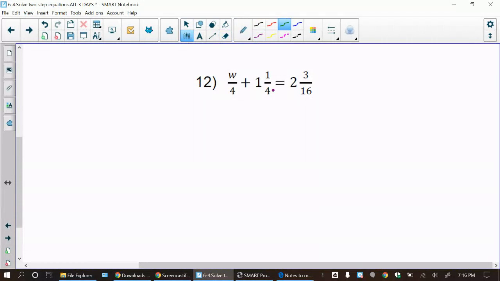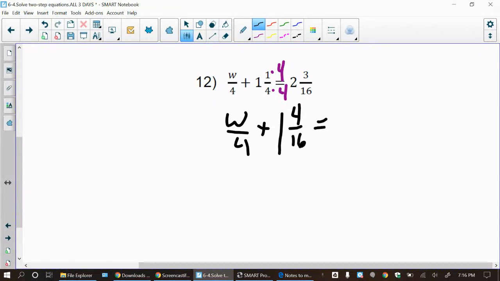Well, what is times 4 times 4? Okay, so that means we then have W divided by 4 plus 1 and 4/16 equals my 2 and 3/16. Well, that's the opposite of addition, subtraction. You can't just make our 1 and 4/16 disappear. You have to provide proof of how you're getting it to disappear.